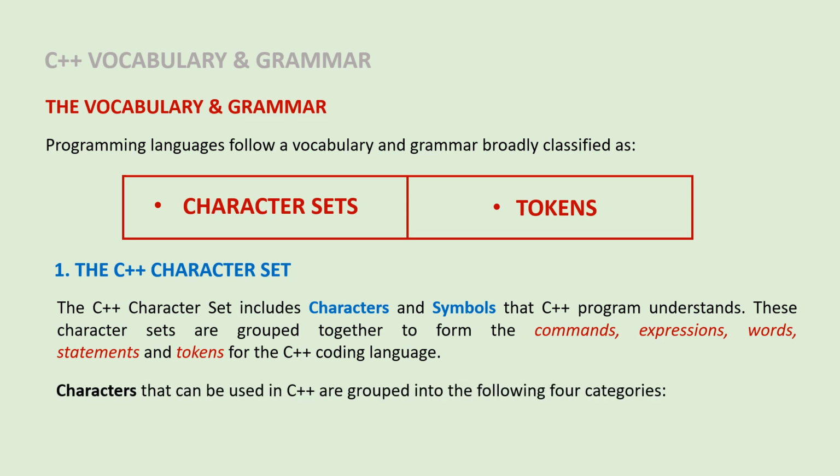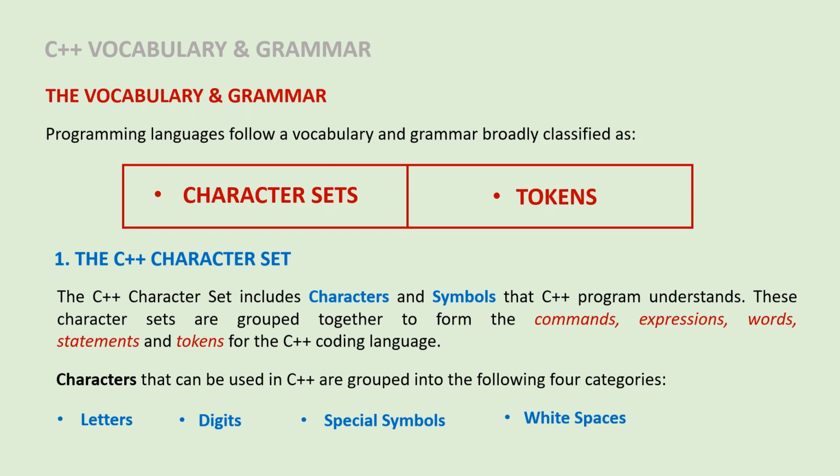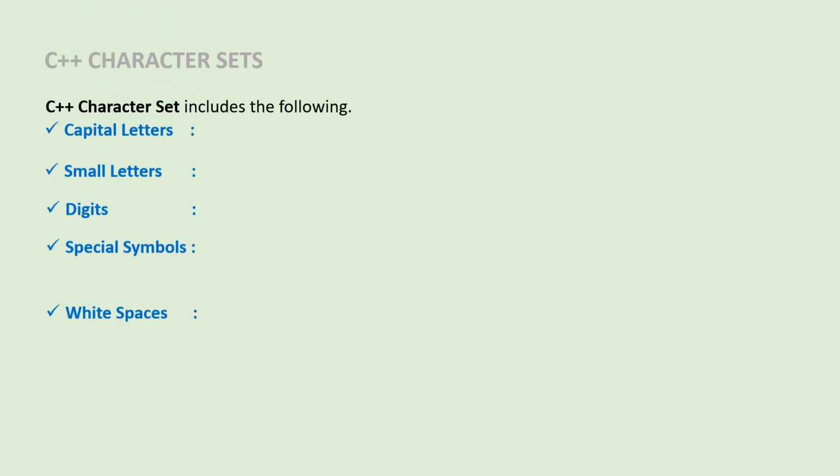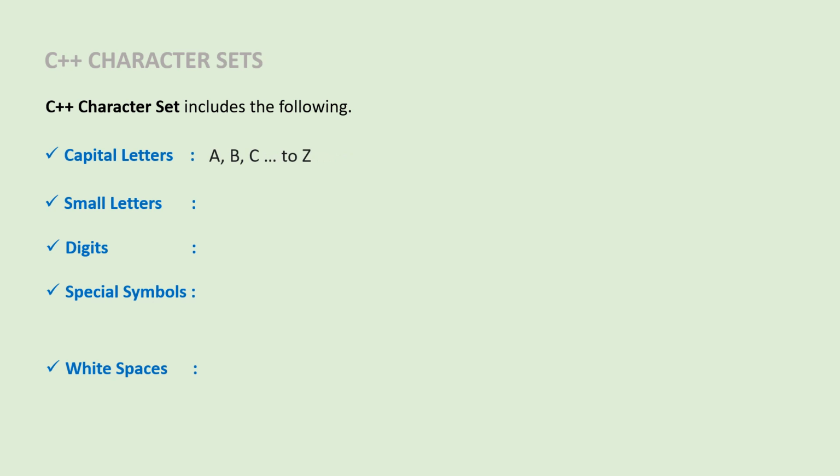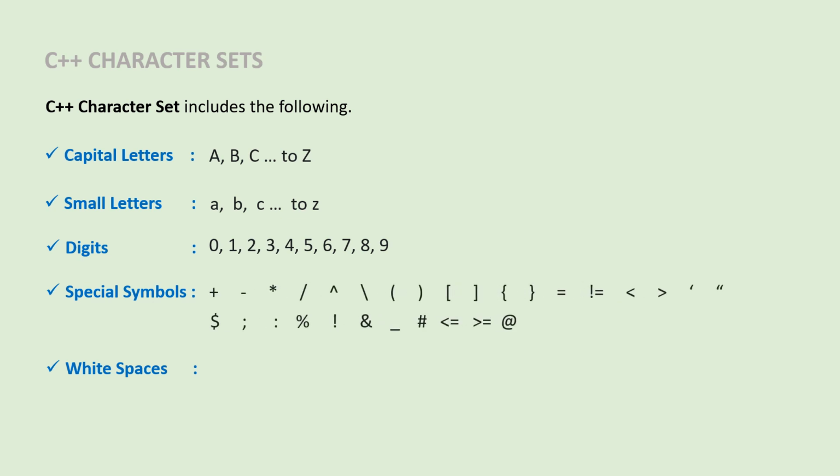Characters that can be used in C++ are grouped into the following four categories: letters, digits, special symbols, and white spaces. The C++ character set includes the following: capital letters from capital A to Z, small letters from small a to z, digits from 0, 1, 2 up to 9, special symbols as listed here, and white spaces that include blank space, horizontal tab, carriage return, new line, and form feed.